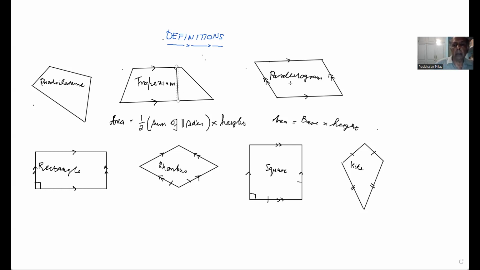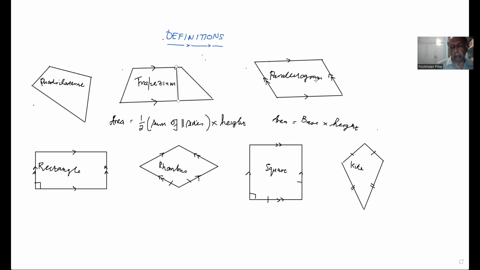Right. Now, what is a parallelogram? A parallelogram is, again, a quadrilateral, but in this case, you have not just one pair of opposite sides parallel, but both pairs. This pair of opposite sides are parallel, and another pair of opposite sides are parallel. So such a figure is called a parallelogram. As the name suggests, in a parallelogram the opposite sides are parallel.